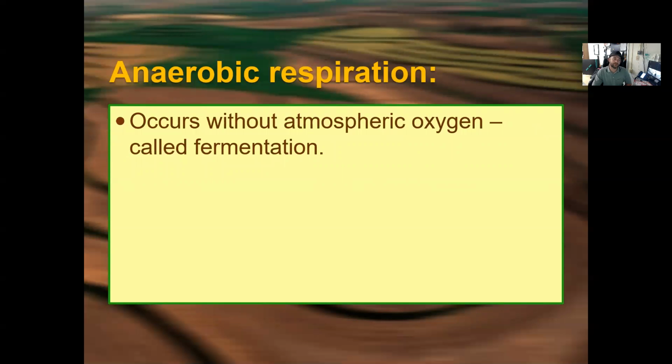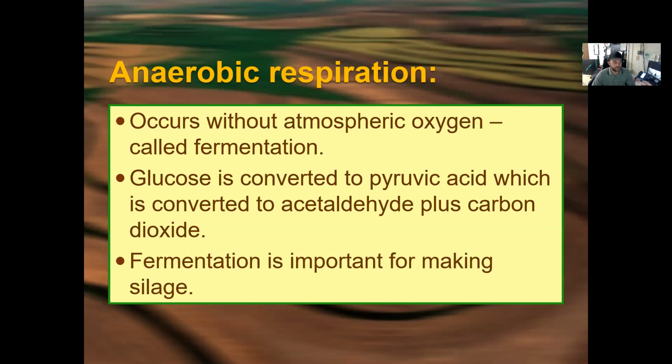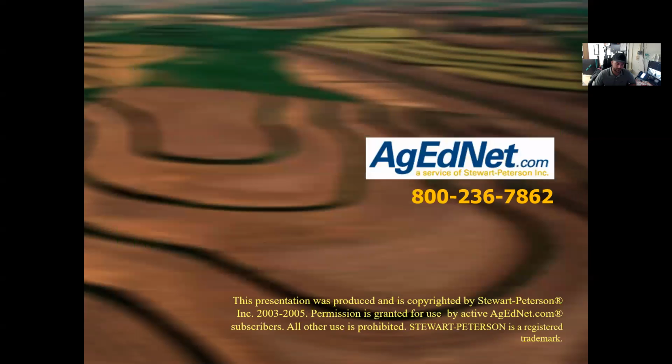Anaerobic respiration occurs without atmospheric oxygen. It's called fermentation. Glucose is converted to pyruvic acid, which is converted to acetaldehyde plus carbon dioxide. Fermentation is important for making silage.